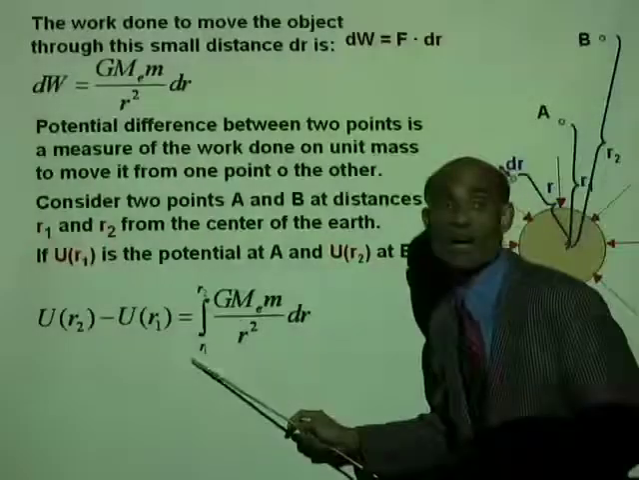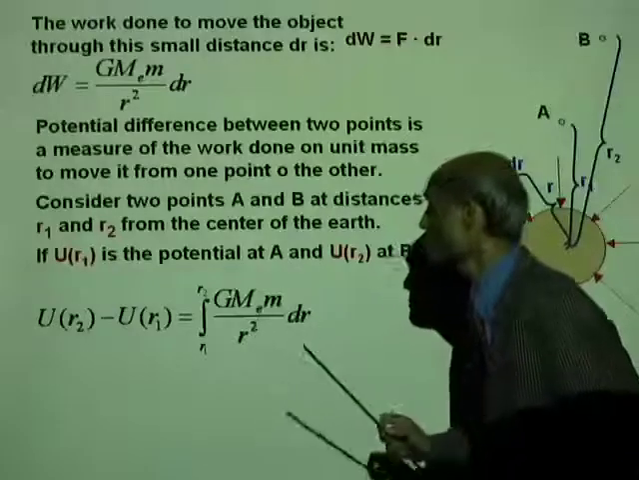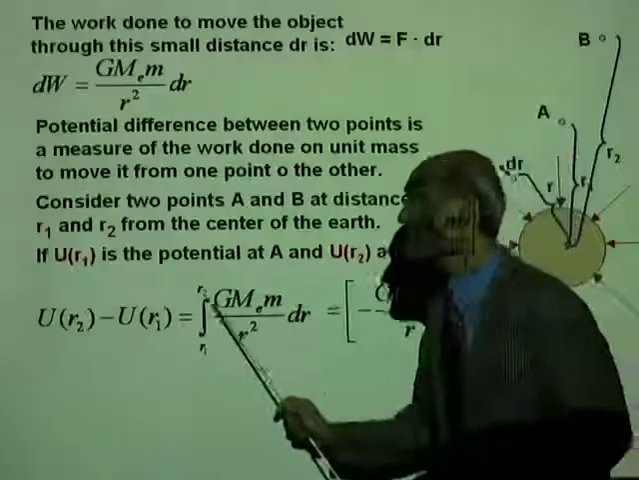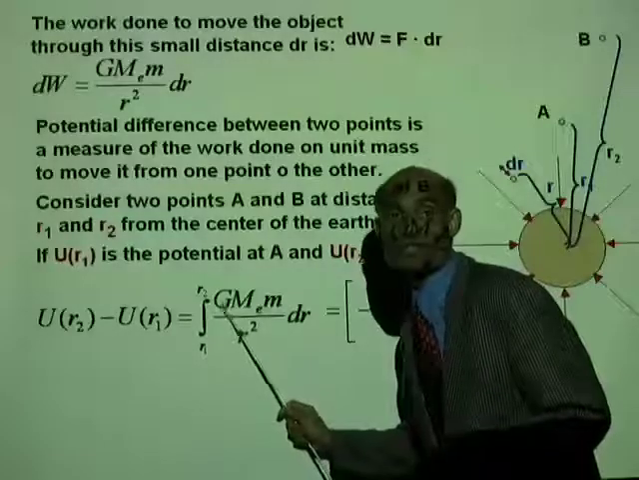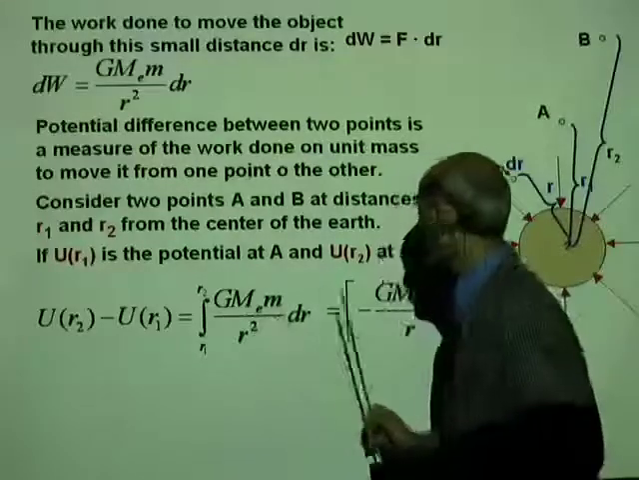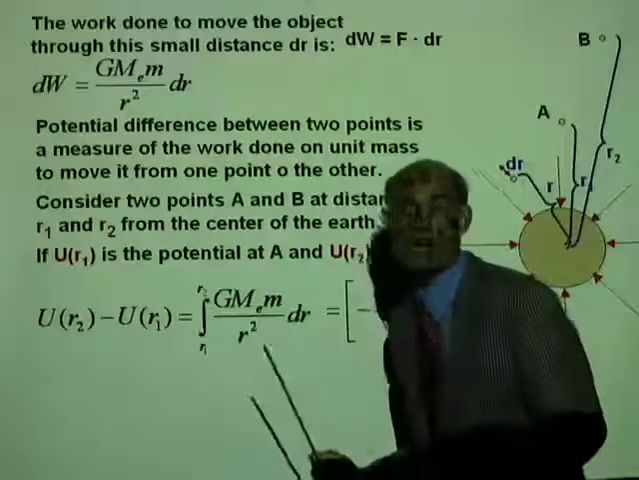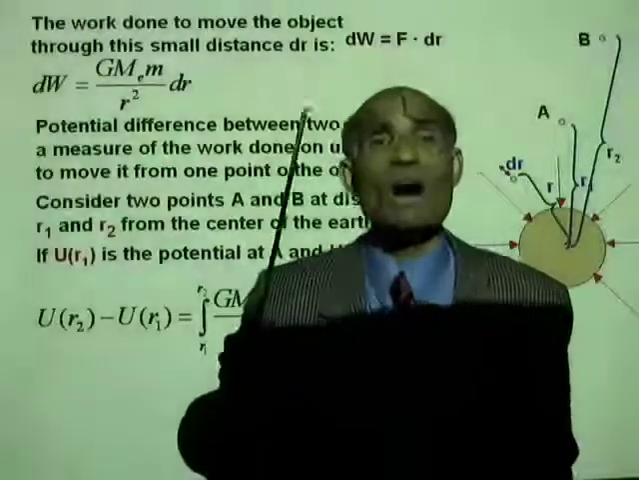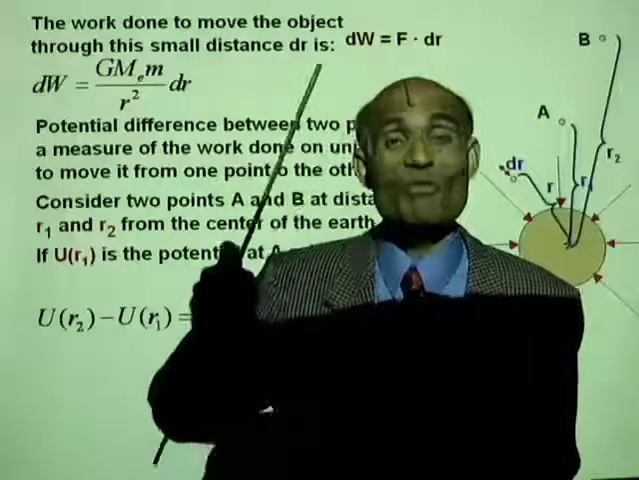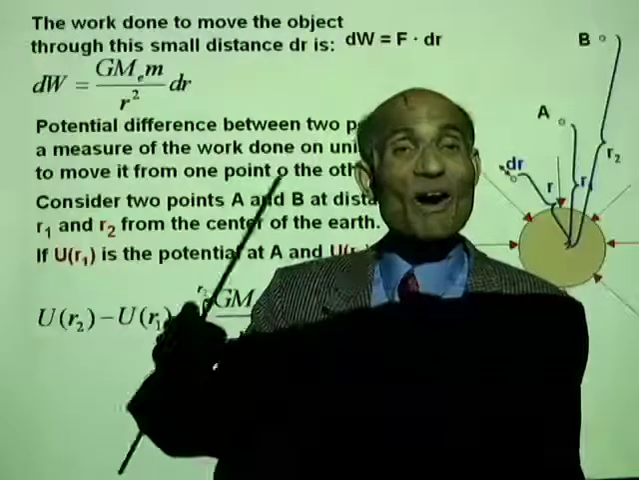It is the integral from r1 to r2 of G M_E m over r squared dr. Okay, can you integrate this? If you notice, G, M_E, m, they are all constants. And so you need only integrate 1 over r squared dr. Do you know the integral of 1 over r squared dr? The integral of 1 over r squared dr is negative 1 over r.